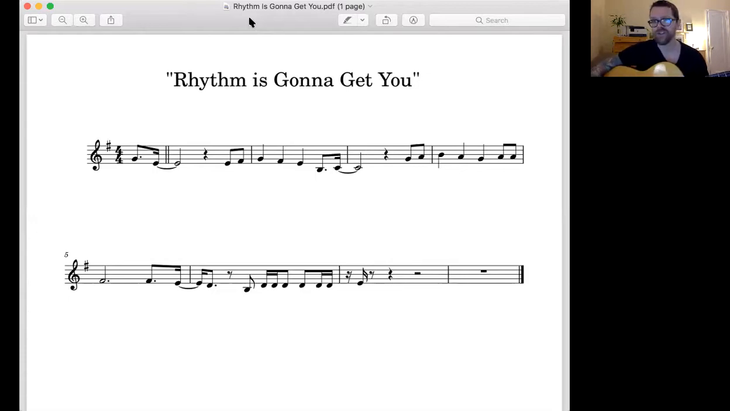The syncopation is what is tricky about this. And there's some leaps that aren't super easy. If you look in measure 3, where you have this leap from C to G in the key of E minor.